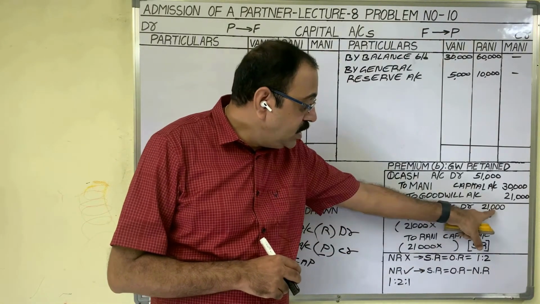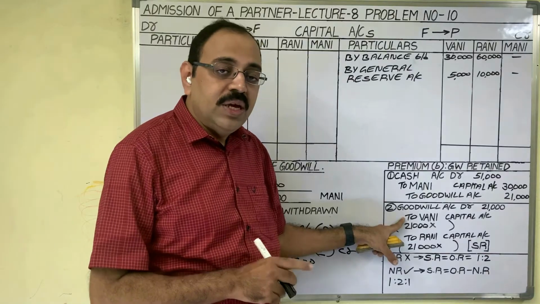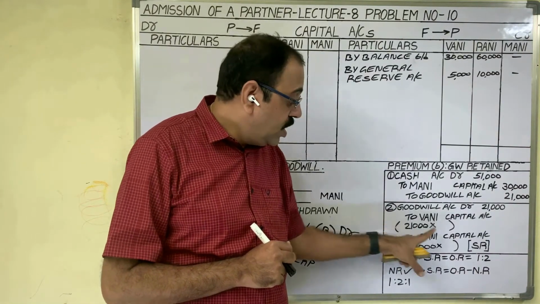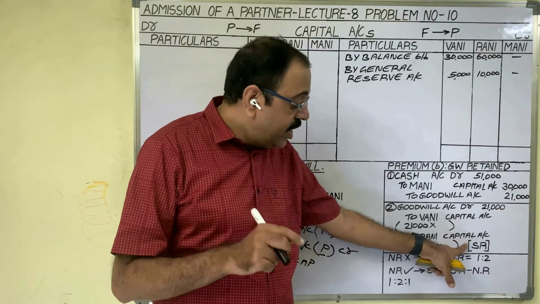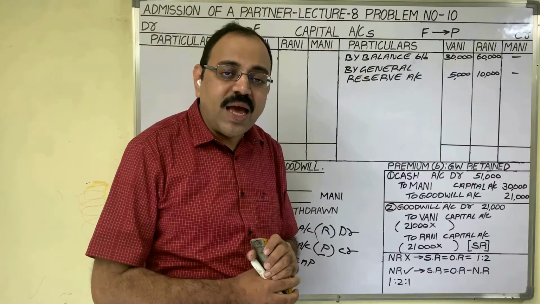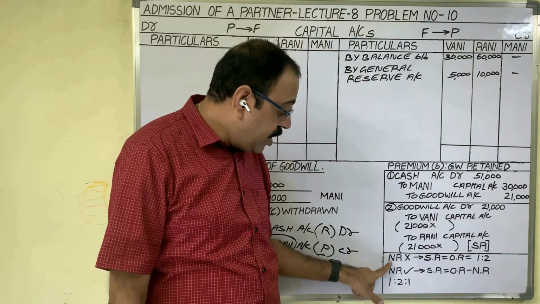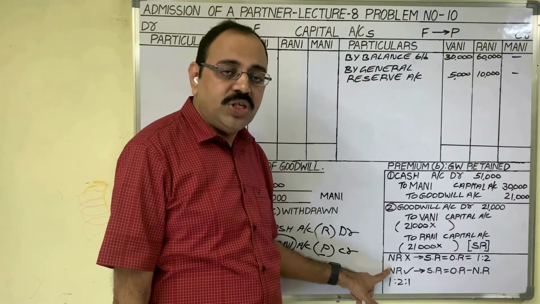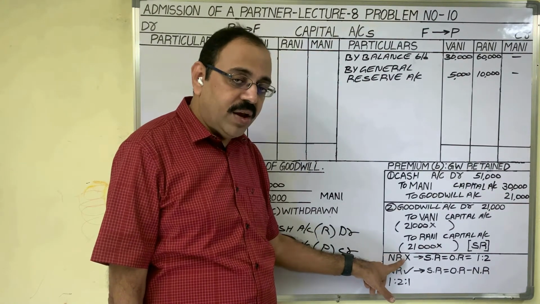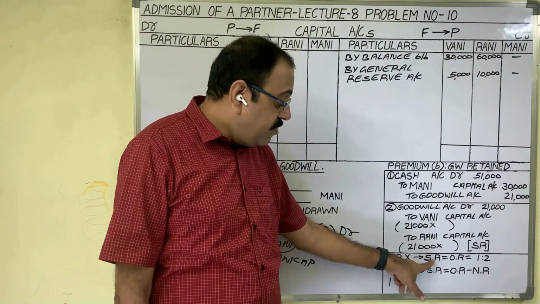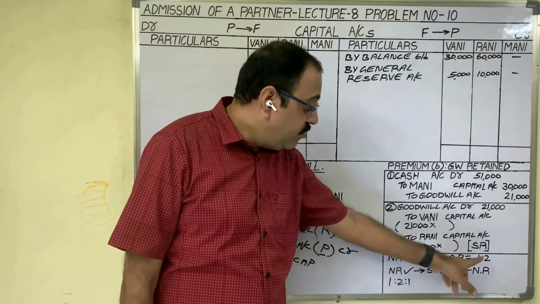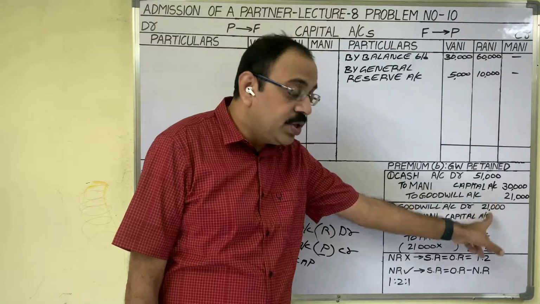Now goodwill amount is 21,000 rupees. In which ratio we have to transfer to the old partners' capital accounts? Not in old ratio. In sacrificing ratio we have to transfer. Related to the sacrificing ratio, remember these two points. In the question, if new profit and loss ratio is not given, then sacrificing ratio and old ratio both will be the same. Means in 1:2 ratio, we have to distribute the goodwill.